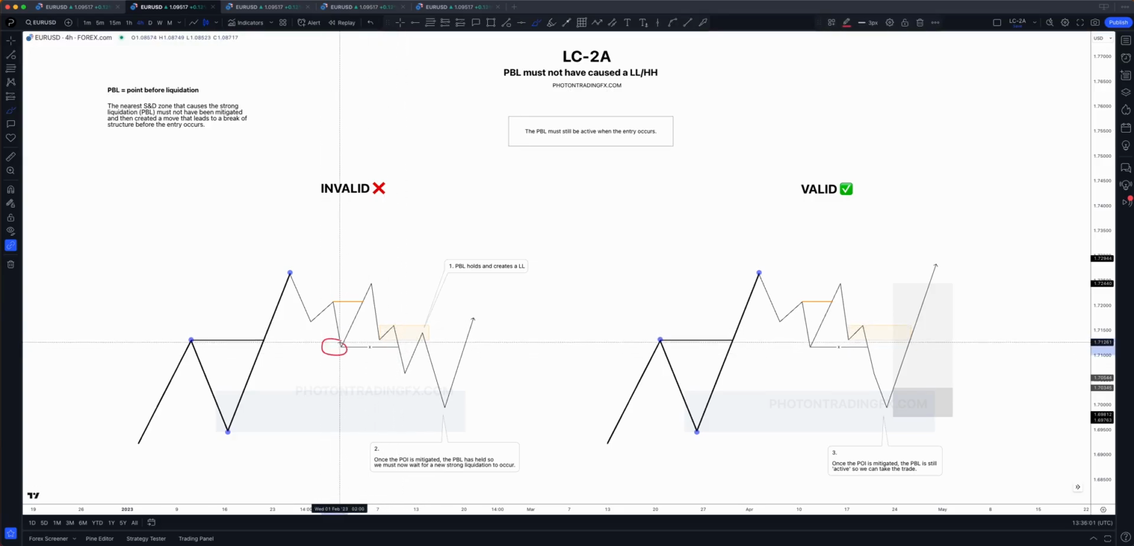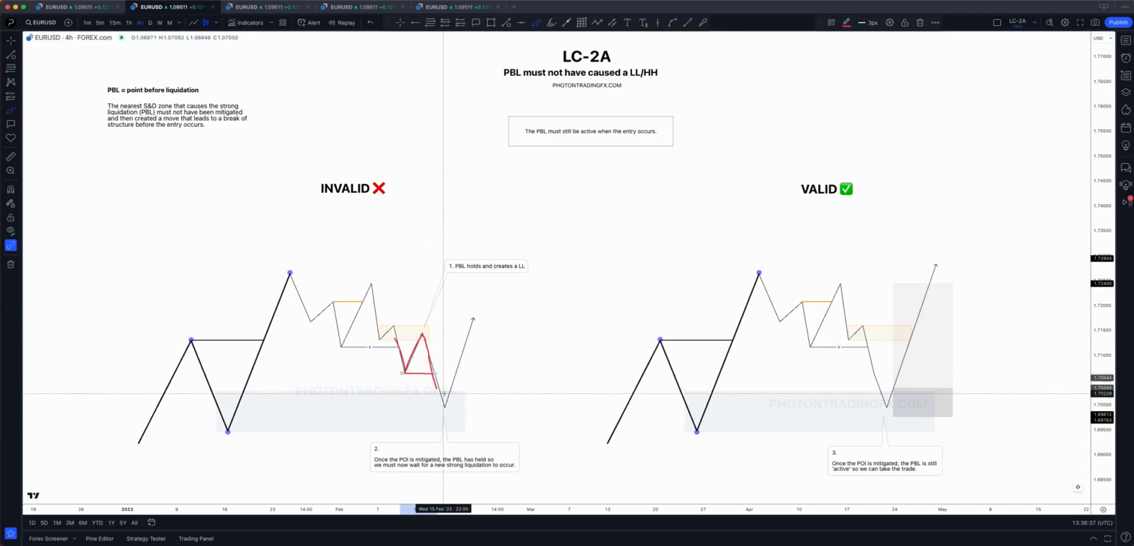So if we liquidate a strong low, we identify the nearest supply zone that took out the low, okay? So the PBL is the nearest supply or demand zone that causes the strong liquidation, and it must not have been mitigated. Well, I'll get into that bit. So once we've identified the PBL, the supply that liquidated the low, that would be this orange box. If price comes down, pulls back into that supply zone, pulls back into the PBL to mitigate it, and then the PBL holds, so price doesn't trade through it, the supply zone is respected, and then that supply zone leads to another move that breaks that low, right?